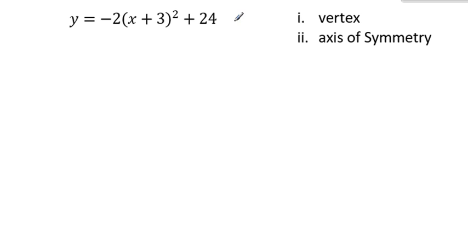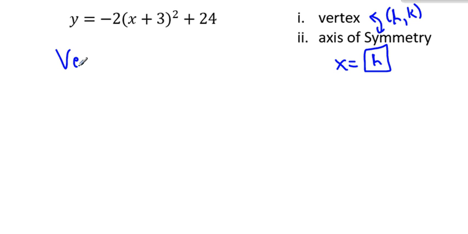Here again is that equation. And first we have to find the vertex and axis of symmetry. Of course, these two concepts are always related because the axis of symmetry is a vertical line that has the equation x equals something, and that something is always h from the vertex. So if you know the vertex, you know the axis of symmetry. And if you know the axis of symmetry, you know the first coordinate of your vertex. So when I look here at this equation, I can see that the vertex is (-3, 24).